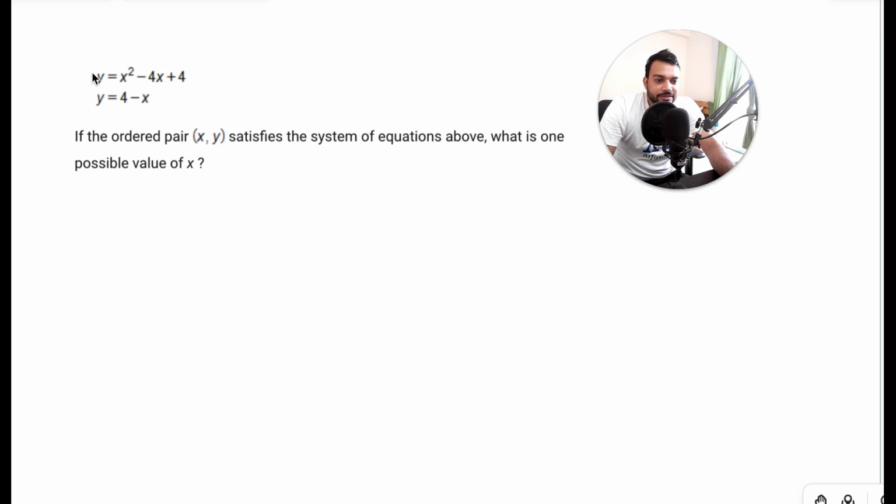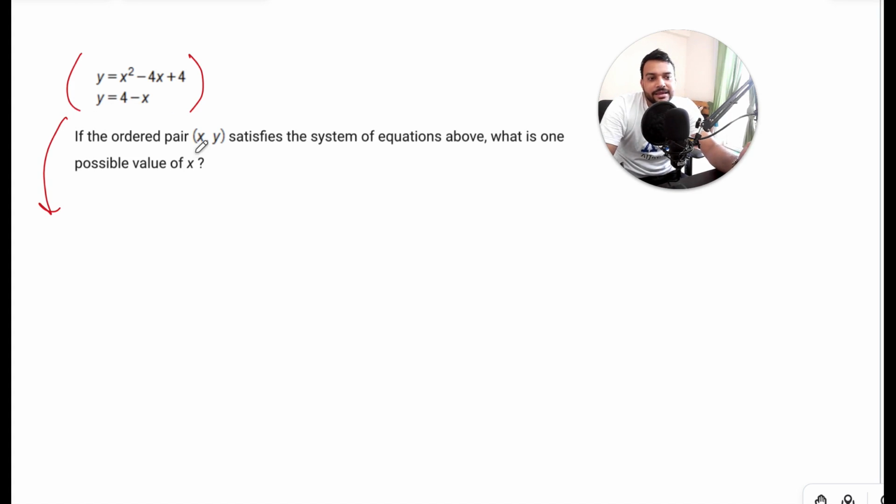Okay, now 2 equations are given. y is equal to x squared minus 4x plus 4. y is equal to 4 minus x. One is a linear equation, one is a quadratic equation. If the ordered pair (x, y) satisfies the system of equations above, what is one possible value of x? Okay, multiple ways to do this, but let's pick this one where we equate both of them.